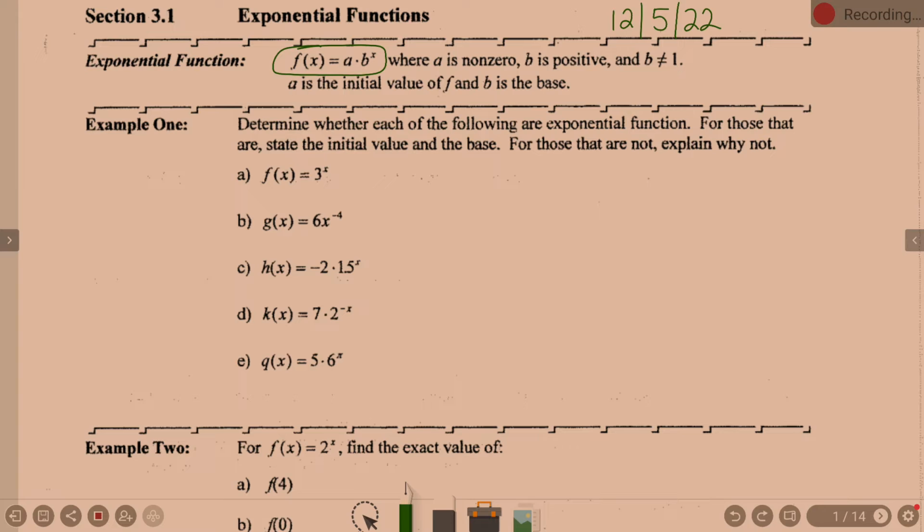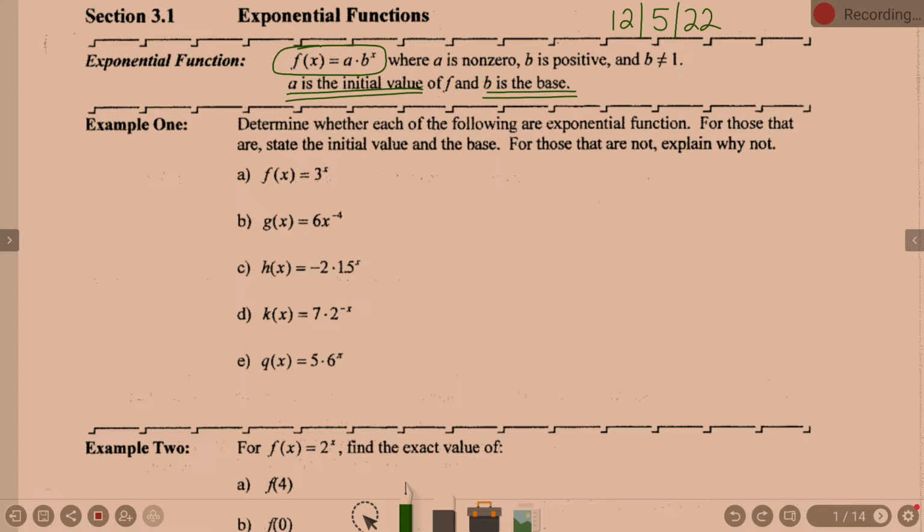A is what we call the initial value, and b is what we call the base. So the a is the value out front, which is your initial. Your base is the value that has an exponent.